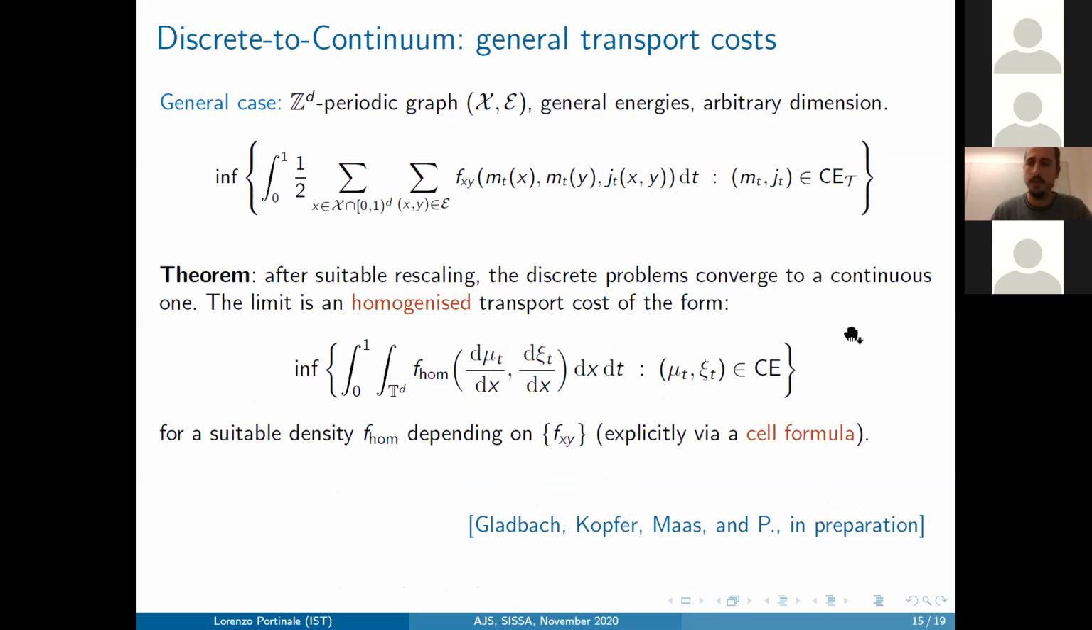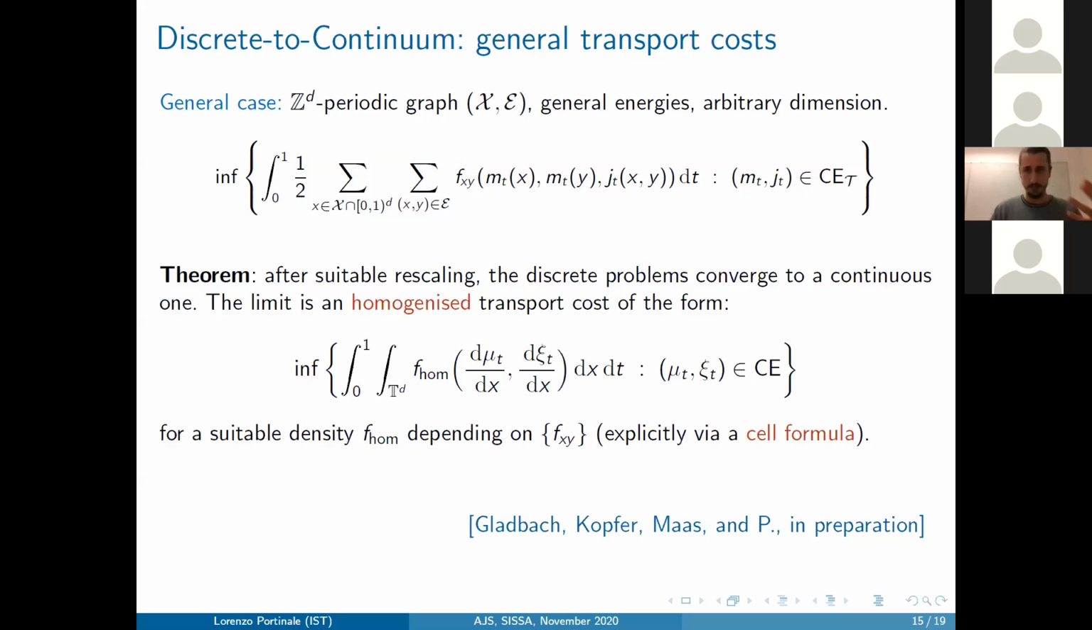And it looks a lot like a Benamou-Brenier formula, with the difference that this is not the quadratic energy. If we start from the quadratic energy, we get something which will be more likely quadratic, but in general, you get simply some homogenized local density F1 that depends on the convex energy we chose at the beginning via a suitable cell formula, which is a sort of high dimensional generalization of what we obtain in the one-dimensional picture. Here, the situation is much more complicated because the one-dimensional setting is much easier to handle.